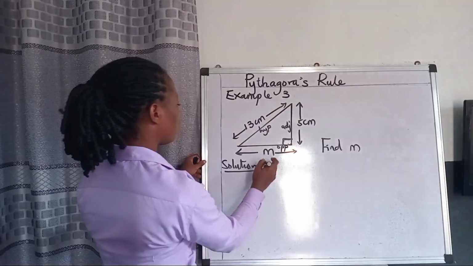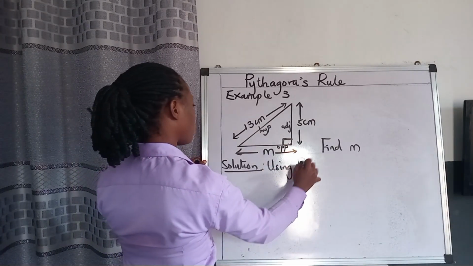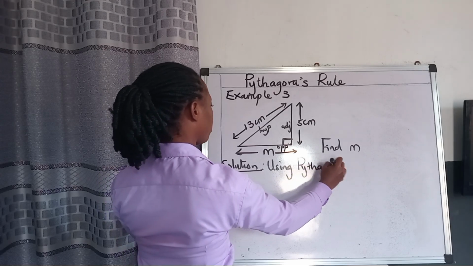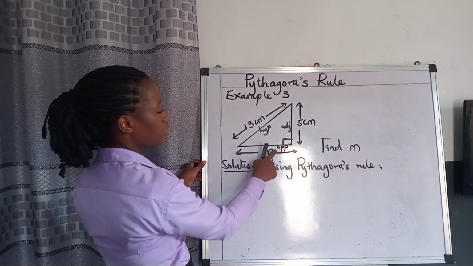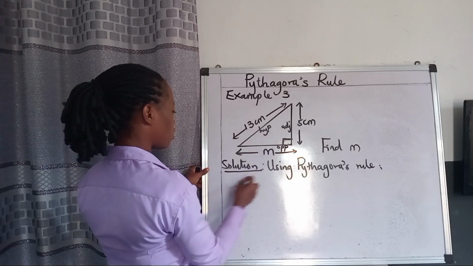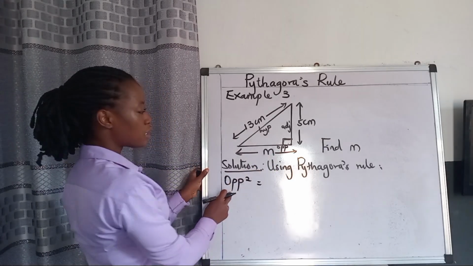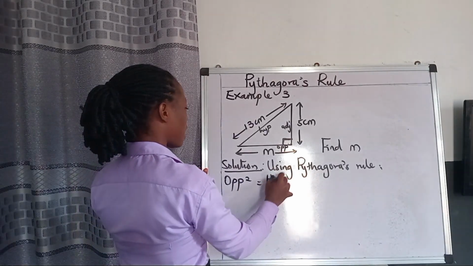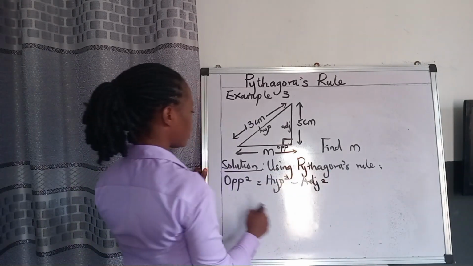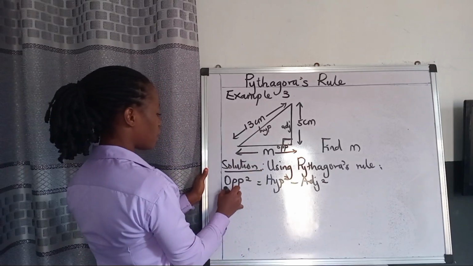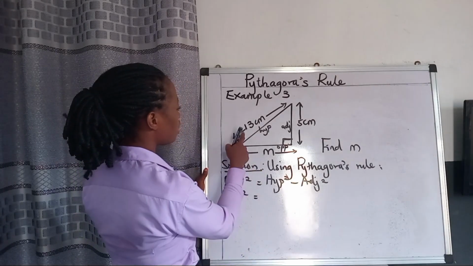So using Pythagoras theorem, we are looking for the opposite side of this right angle triangle. According to Pythagoras rule, opposite squared is equal to hypotenuse squared minus adjacent squared. All right. So the opposite in this case is m. So m squared is equal to, our hypotenuse is 13.